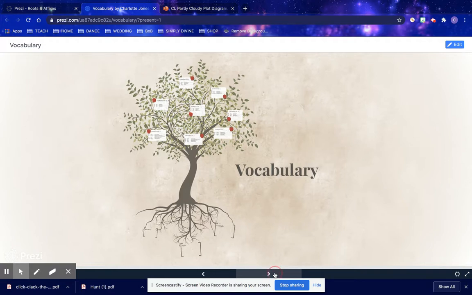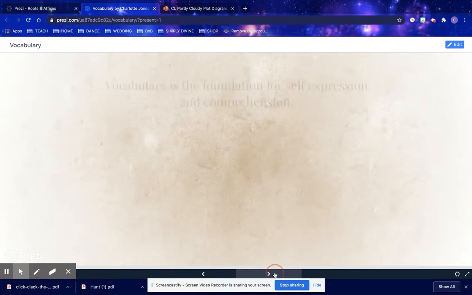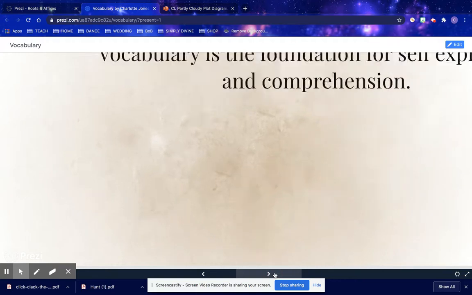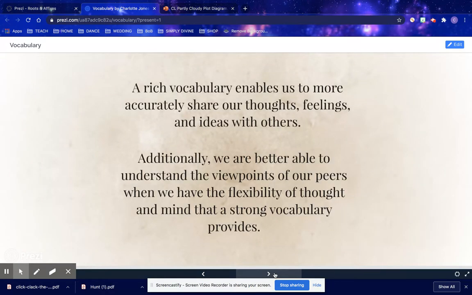But I know it's been a long time since you guys were in 6th grade, so we will just talk about it. So why is vocabulary important? Well, having a rich vocabulary is the basis, the foundation for self-expression and comprehension. What does that mean? Well, that means that when you have a rich vocabulary, you're better able to express yourself. You're better able to communicate your thoughts, feelings, and ideas with the people that are around you and with the world that's around you. Also, if you have rich vocabulary skills, you're able to understand the people that are around you a little bit better.